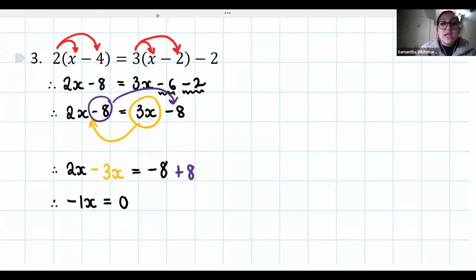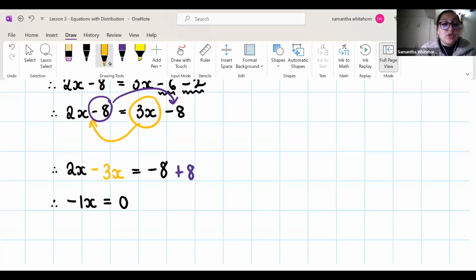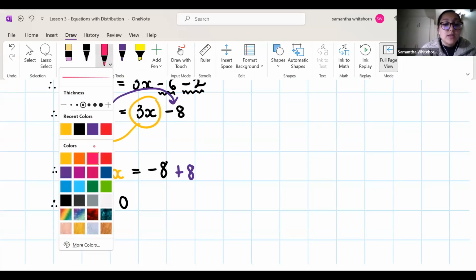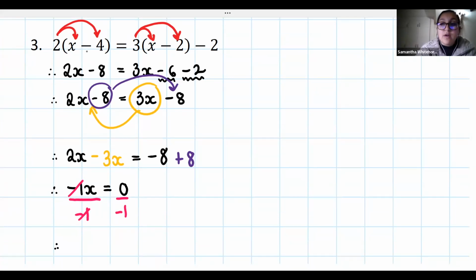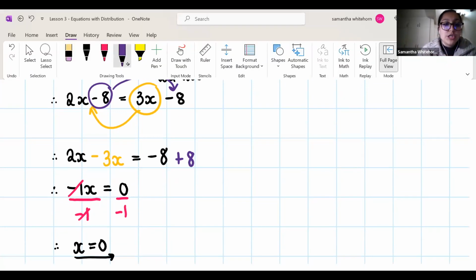Which means that actually x is just equal to 0. But if we're not too sure why, remember I said to you, you always want to solve for a positive 1x. Which means that we need to divide both sides by negative 1, so that we get that x alone. Now 0 divided by anything, whether it's 0 divided by negative 1 or 0 divided by 20 billion, is 0. And so x is equal to 0. Again, if you aren't sure, do your check.